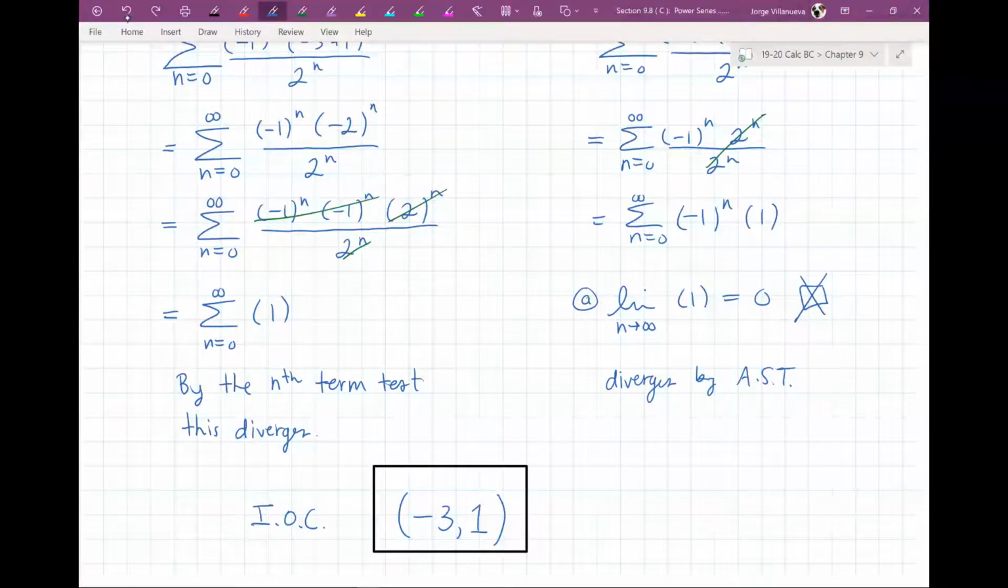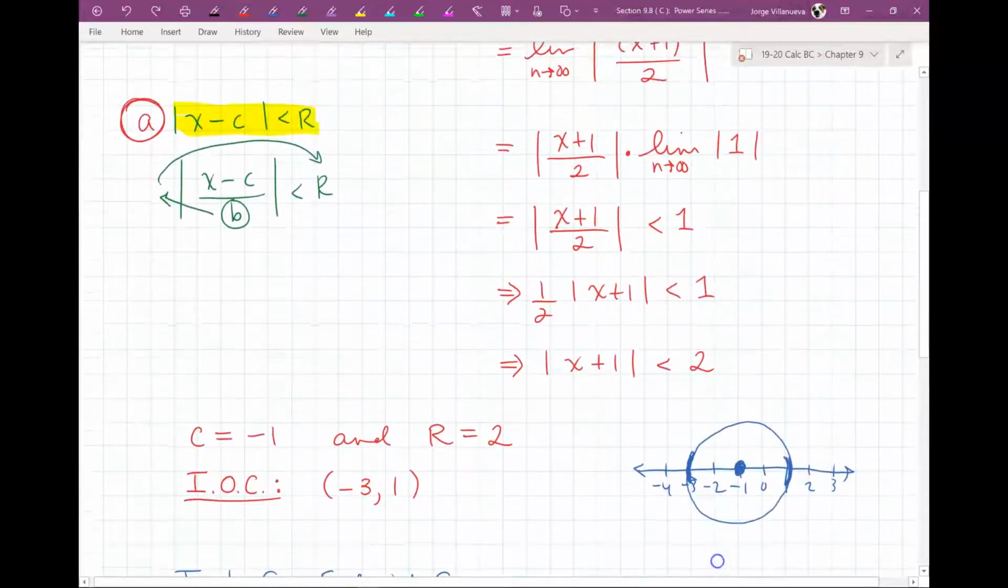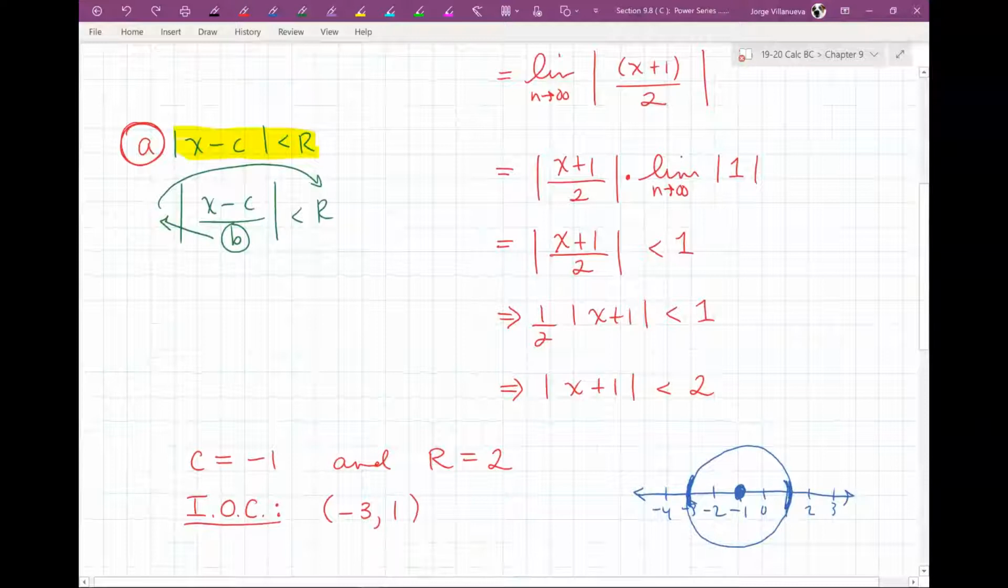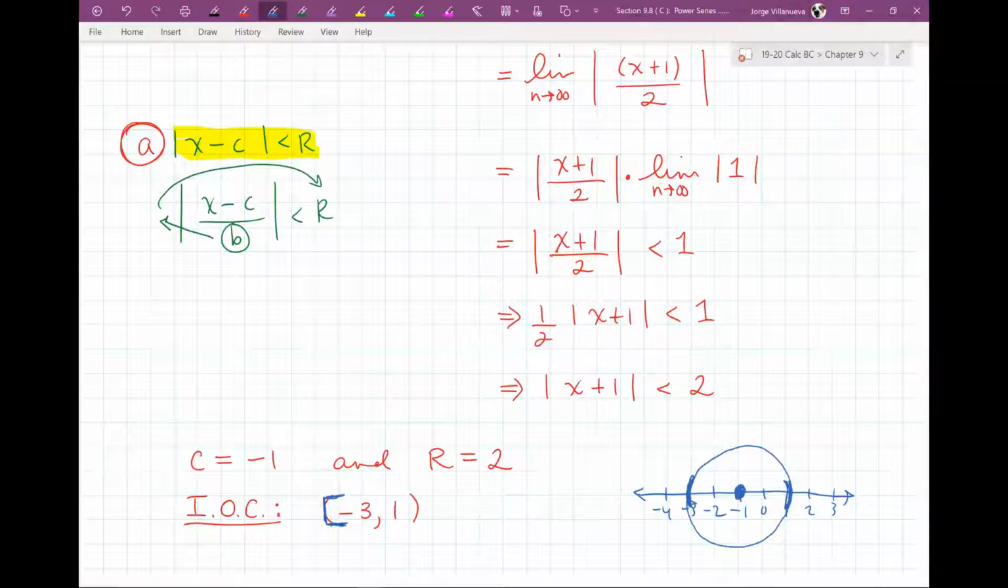So what we did when we got to this point, we were done. According to the problem, they just wanted us to find the IOC. There you go. But normally they're going to say, when you find the IOC, always check the endpoints. Because if, let's say at -3, the series would have converged, then you would have to do this to say -3 is included because it does converge there. If it would have converged at 1 as well, then you would have to do that too. So the interval could change based on the endpoints, whether or not they converge. We tested them, and unfortunately for us, they both diverged.